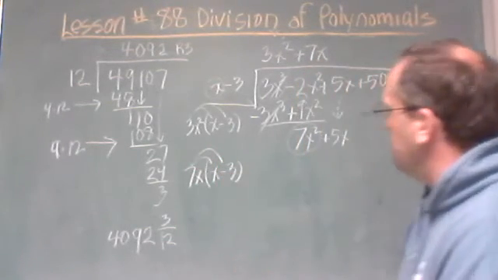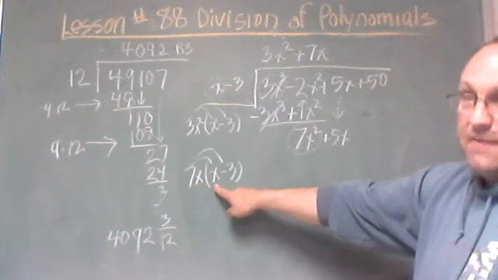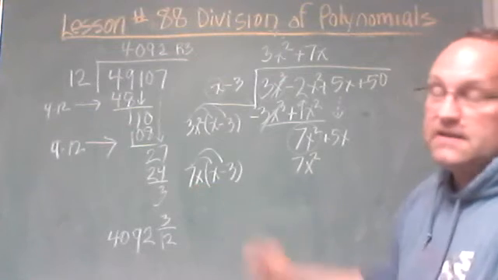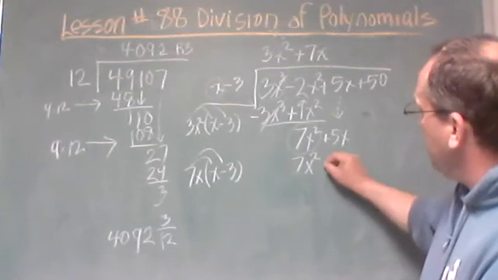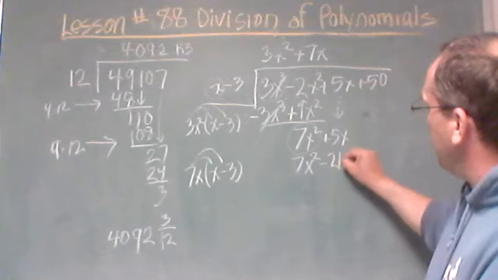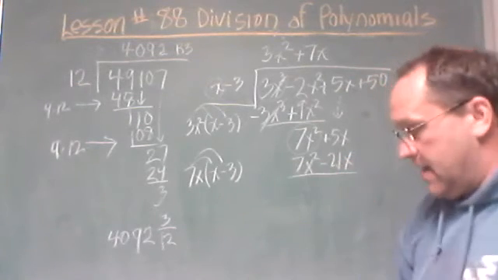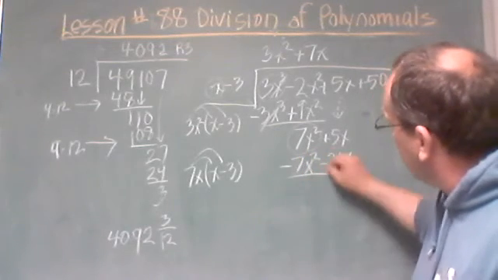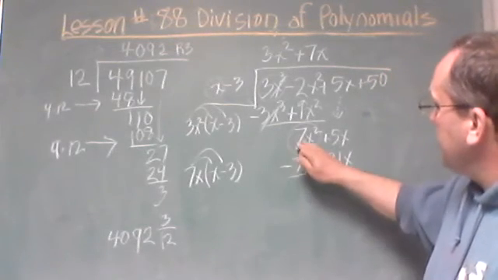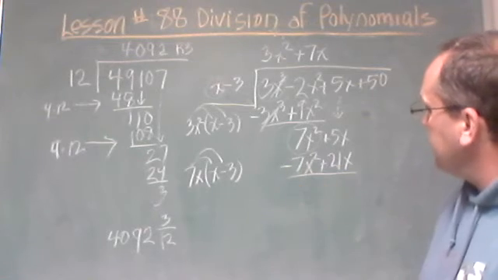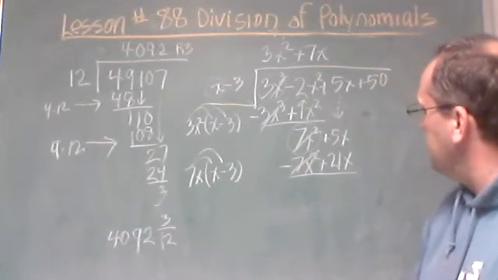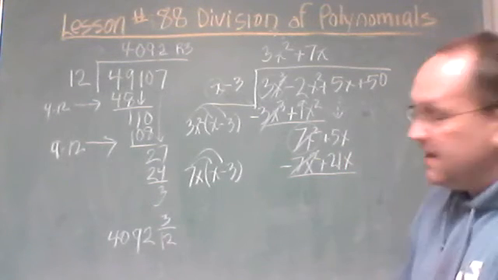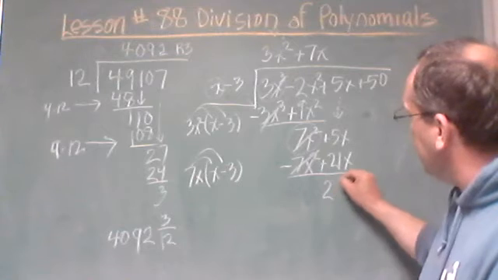Distributive property. 7x times x will be 7x squared. 7x times a minus 3 will be a minus 21x. I can draw my line to subtract, but again, I'm not going to subtract. I'm going to change the signs and add them. So I have a positive 7, a minus 7. These cancel out. I have a positive 5x, a positive 21x. That gives me a positive 26x.